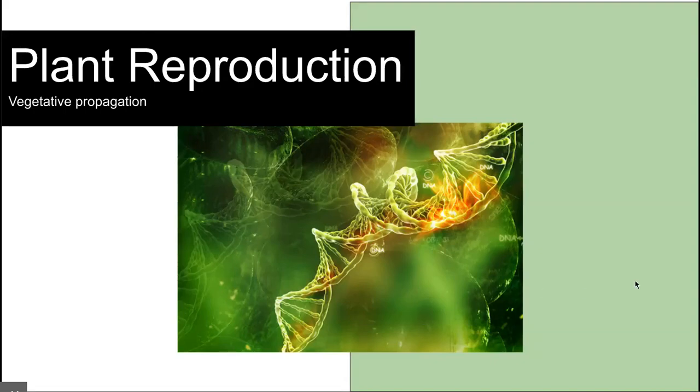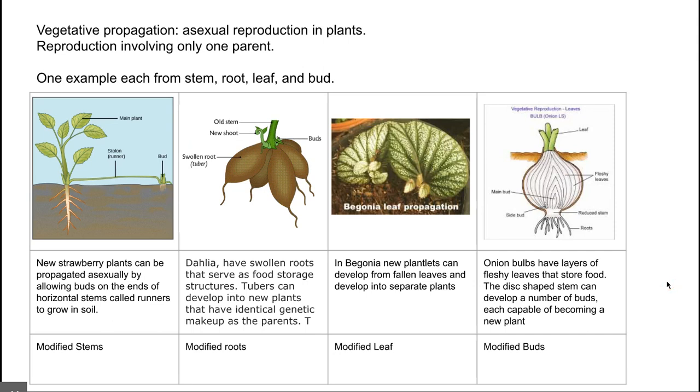Okay, we want to look now at vegetative propagation, which is asexual reproduction. Asexual reproduction means there's only one parent plant. It doesn't involve gametes or fertilization. So asexual reproduction is reproduction with only one parent. You're required to know an example of plant asexual reproduction from a stem, root, leaf, and bud. Okay, so learn one example from each.